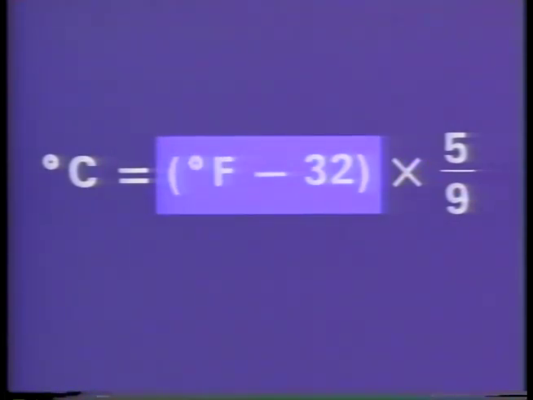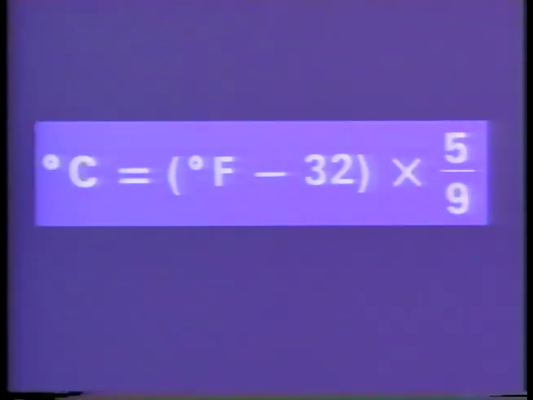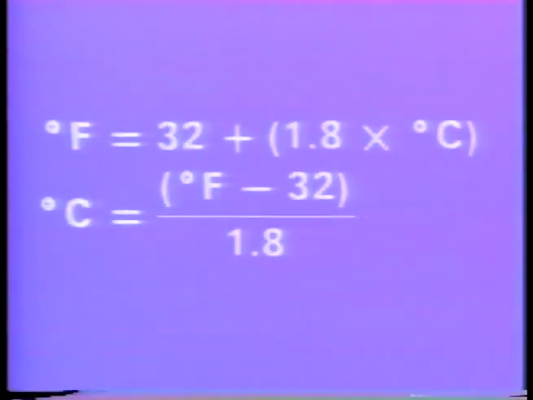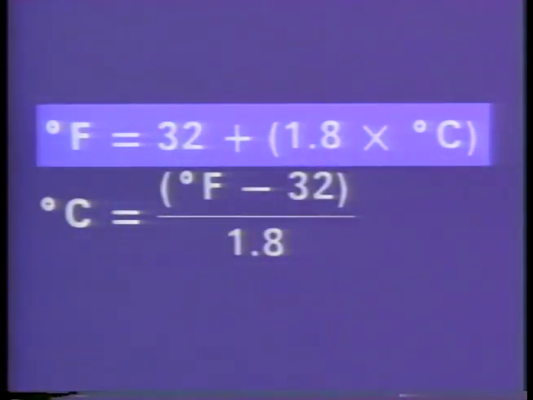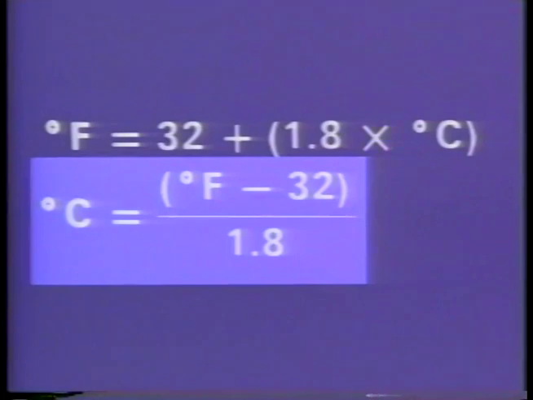And degrees Fahrenheit can be converted to degrees Celsius by subtracting 32 from degrees Fahrenheit and multiplying by 5/9. You may want to use a decimal equivalent for 5/9. The two equations for this are: degrees Fahrenheit equals 32 plus 1.8 times degrees Celsius, and degrees Celsius equals degrees Fahrenheit minus 32, divided by 1.8. We'll be doing some calculations using this equation.